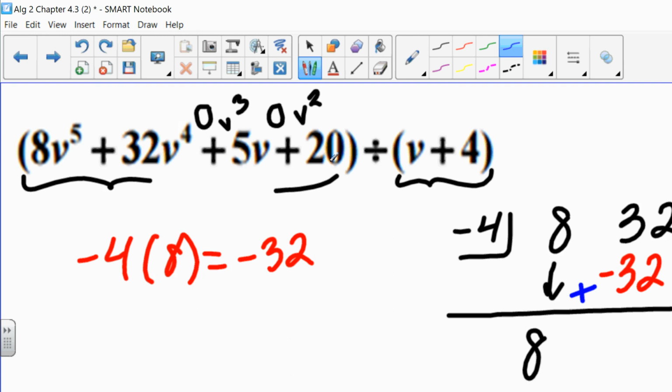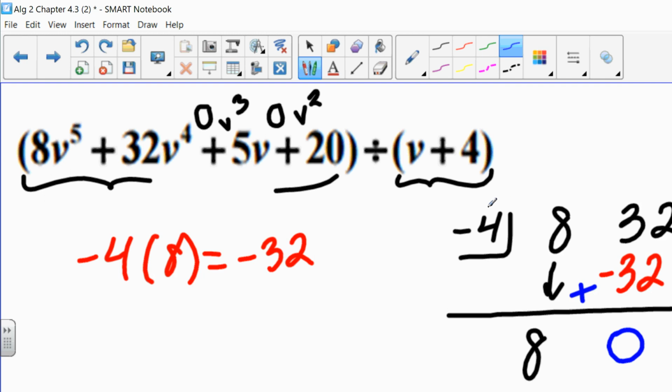We'll put the negative 32 under 32, and 132 plus negative 32 is 0. I'm not going to write these next few multiplications out because I think we're good. 4 times 0 is? Okay, I'll put that there. 0 plus 0. Negative 4 times 0. 0 plus 0 is? Negative 4 times 0 is? 5 plus 0 is? Okay, now we're going to do?